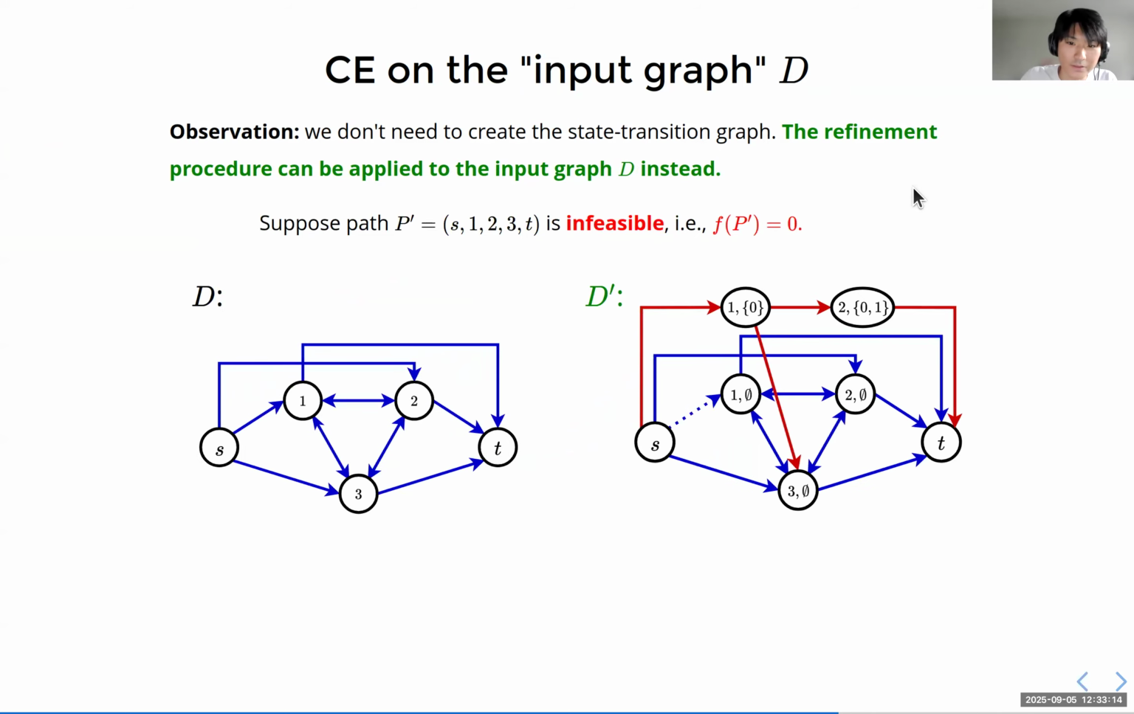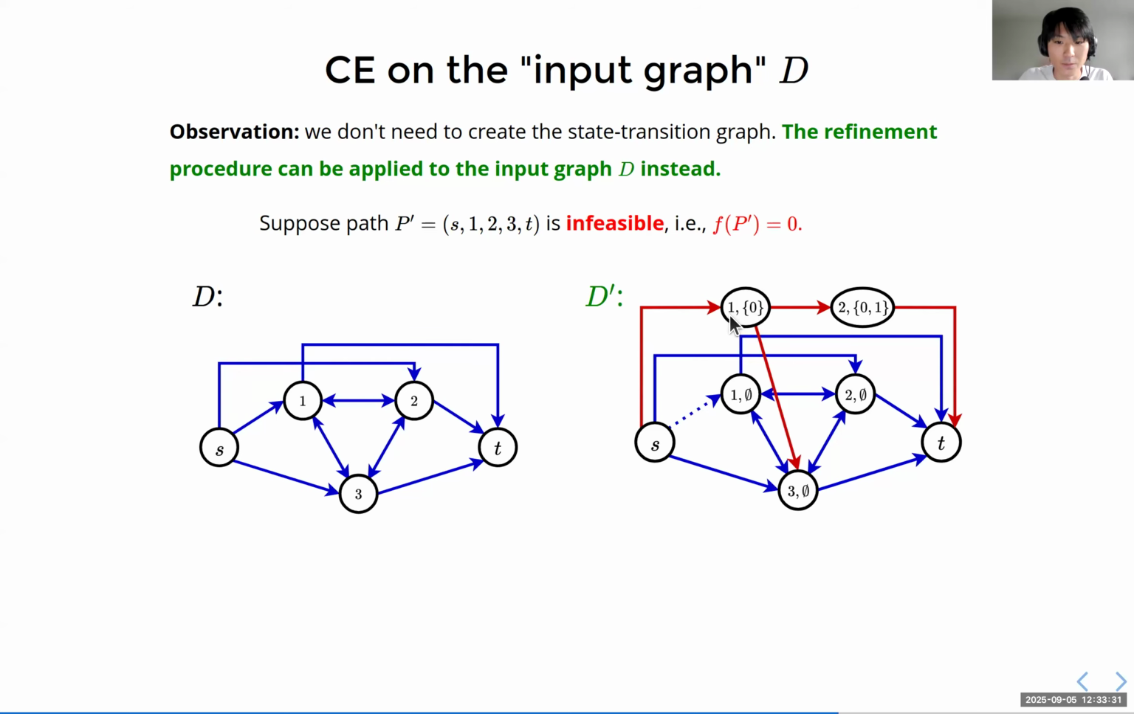And here's an illustration to show this. Again, suppose that this path is infeasible. Here's your original graph. What I did here is that I created 2 new nodes with more information in these nodes. Here, this is representing the set of vertices that I exactly remember visiting before.